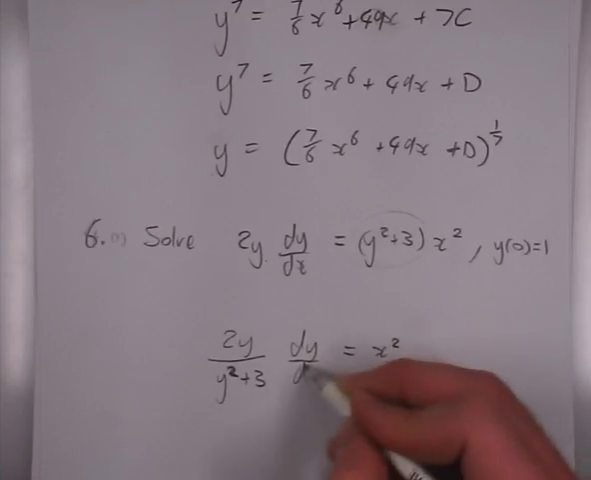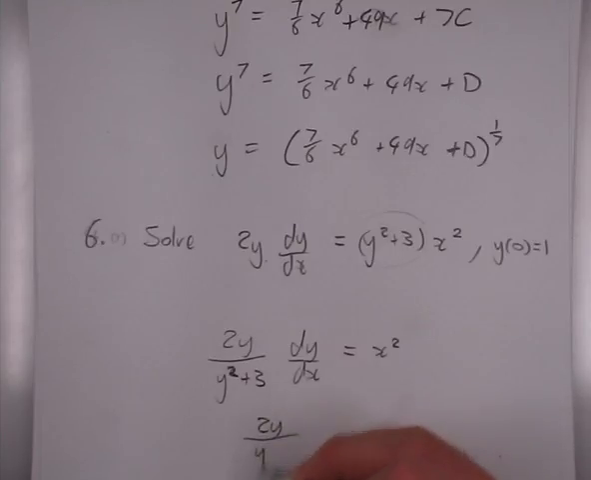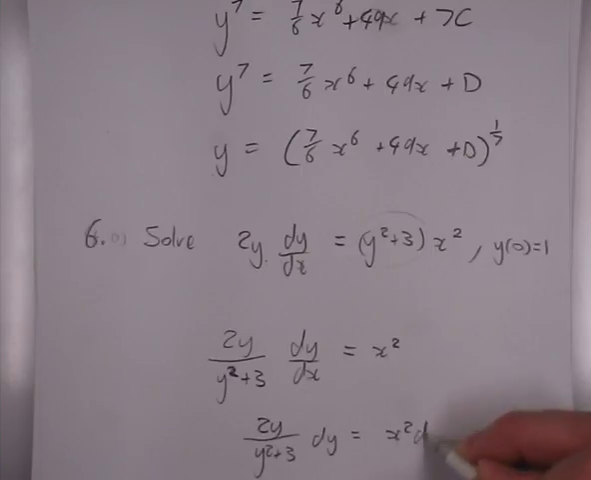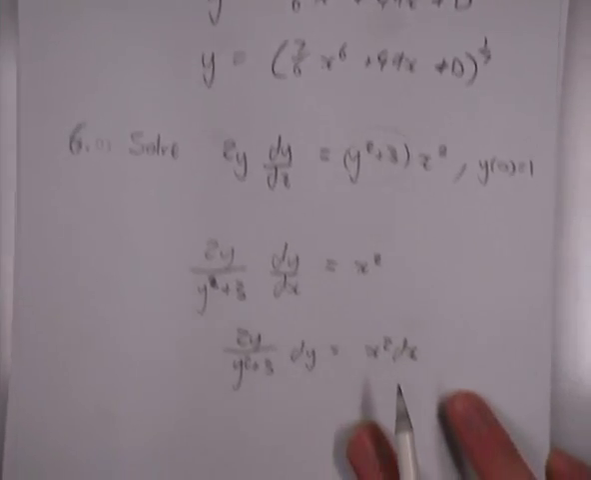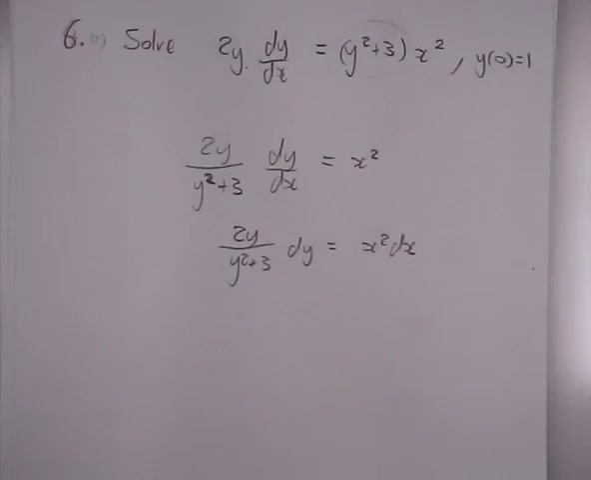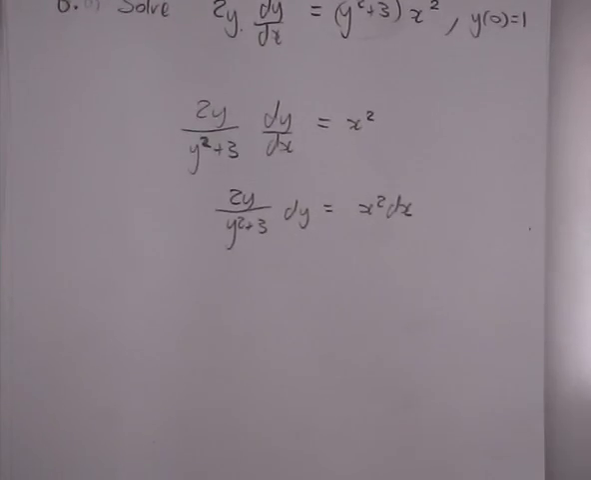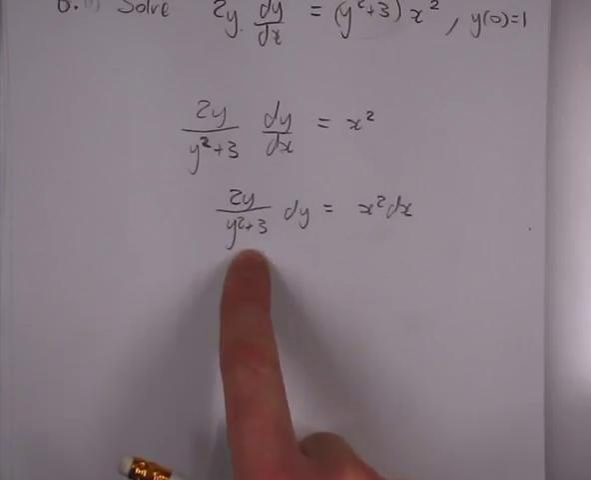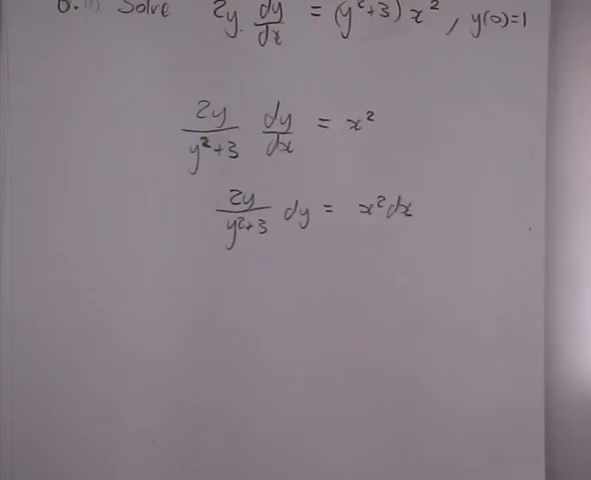And then we can multiply both sides by the dx. And now I have all the y's and the dy on one side, and all the x's and the dx on the other side. And now I want to do the integral. But the problem is, I don't know how to do that integral. This one I can do. It's a third of x cubed.